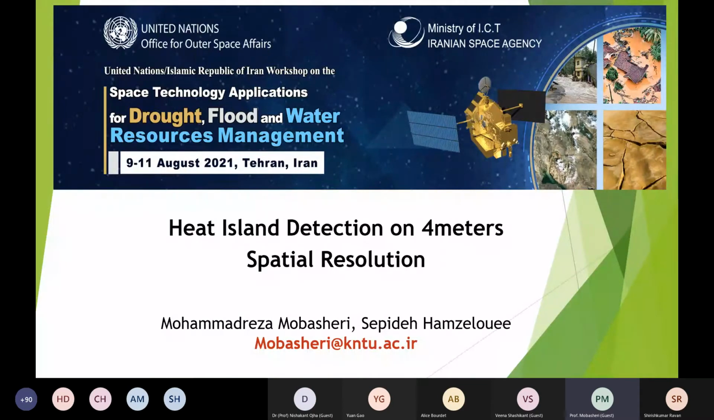My talk would be about heat island detection at 4 meters spatial resolution, which is a big problem right now for fuel consumption and for all the other problems that we are dealing with for the greenhouse effect. And it is very important to look at the cities and try to find those areas which are unusually hot and try to change the albedo and these things to make it a little cooler and easier for the people to live. Please, next slide.